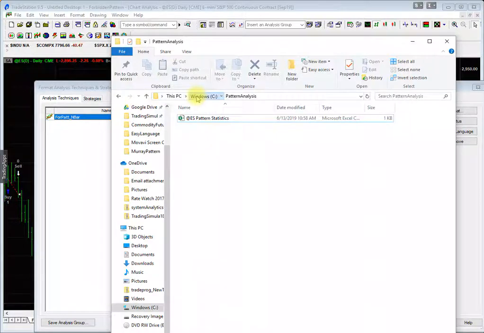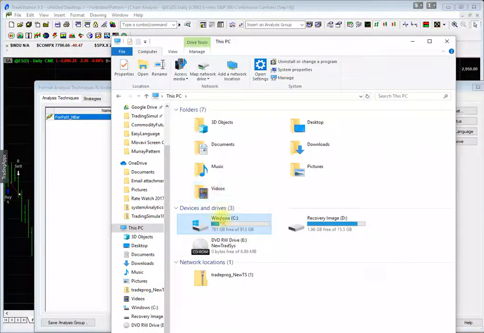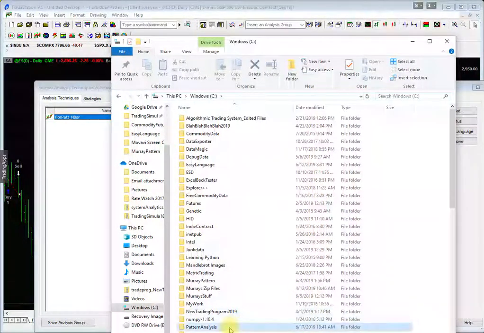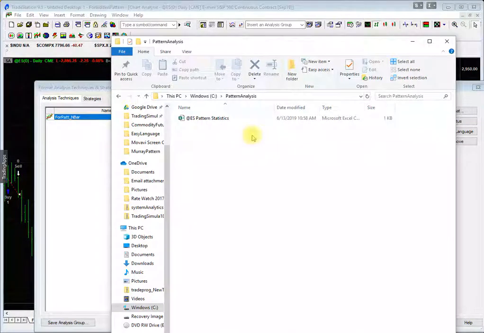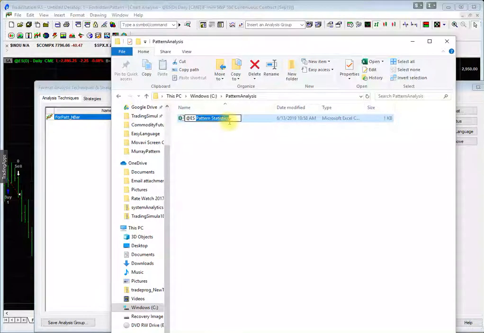I have Windows, let's go back there. There's PC, my Windows, and I should have a folder called Pattern Analysis, and I do. And once we apply that indicator, it will create a file called @ES, which is the symbol that you're looking at, and then pattern statistics.